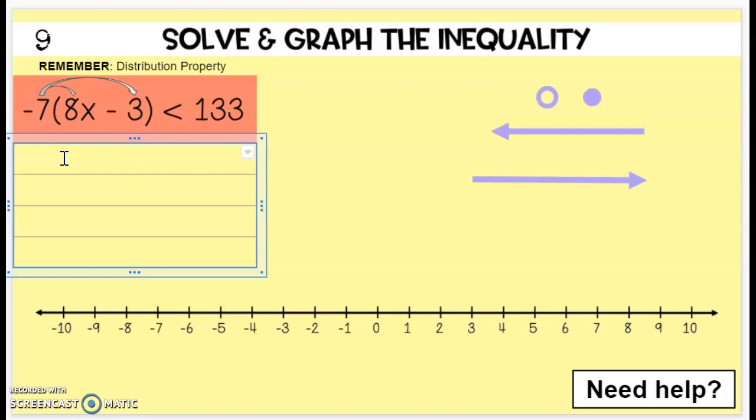So we have -7 times 8 equals -56x, because there's an x right there. Sorry, -7 times 8x. Then we have -7 times -3. 7 times 3 is 21. I have a negative times a negative, that's going to equal a positive 21. Then I'm going to bring down the rest of the inequality.